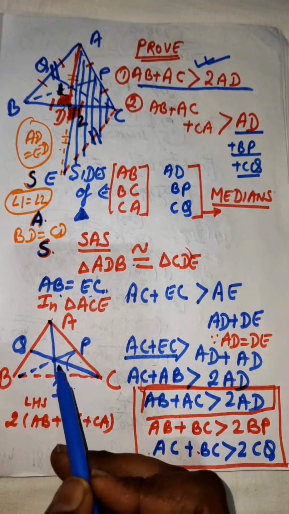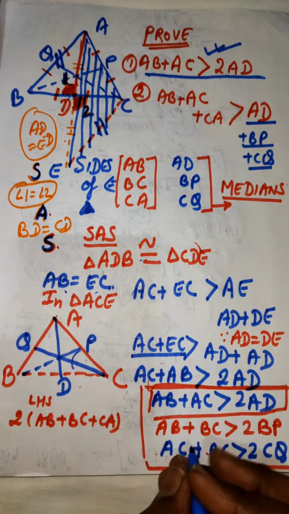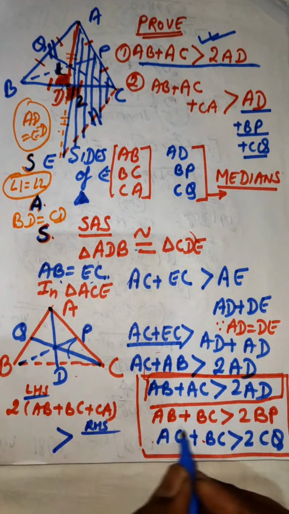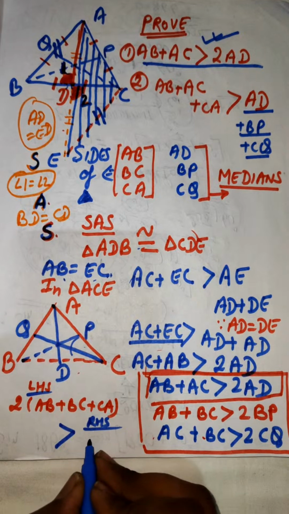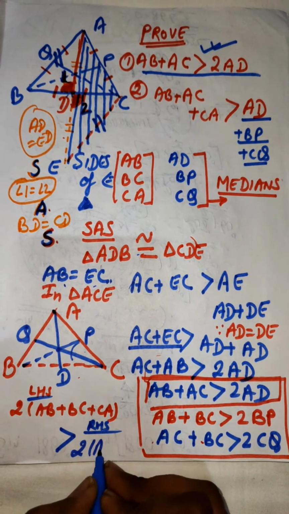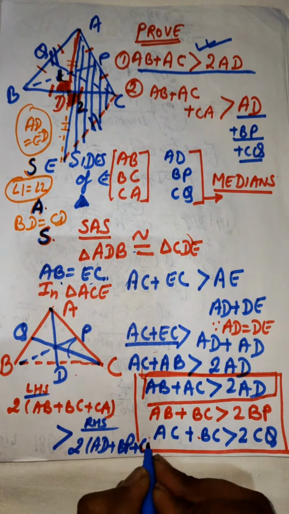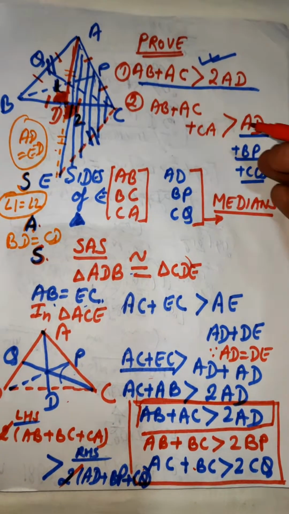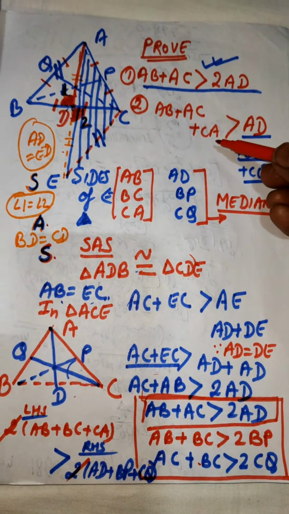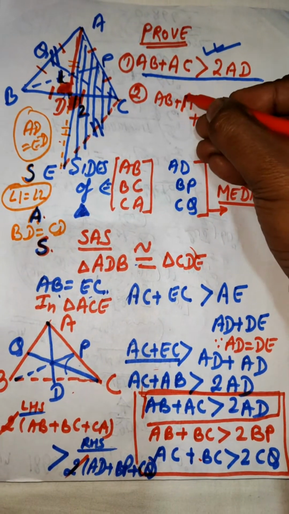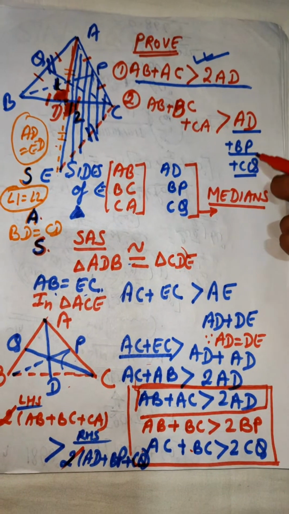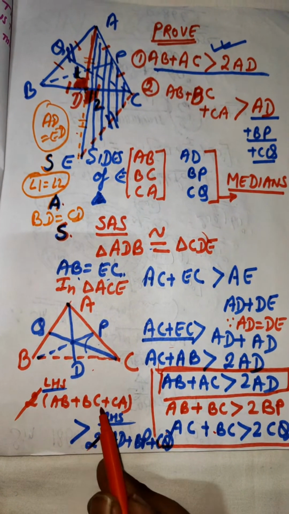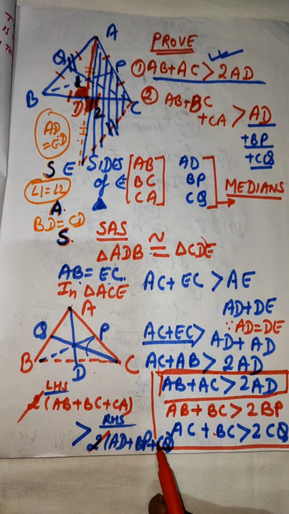You can see this figure. I am just explaining this figure again so that you will be able to understand. This will be the LHS, and a greater than sign is coming in this inequality, and into the RHS we are having 2 times AD plus BP plus CQ. The same thing over here. Just cancel out this 2 and 2, and you can see AB plus BC plus CA is greater than the sum of all the 3 medians. So AB plus BC plus CA is greater than AD plus BP plus CQ, which are the three medians.